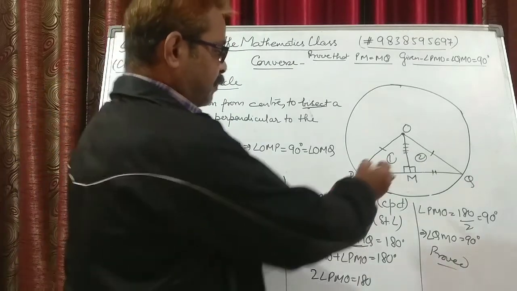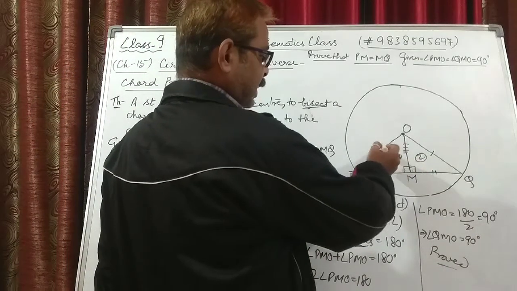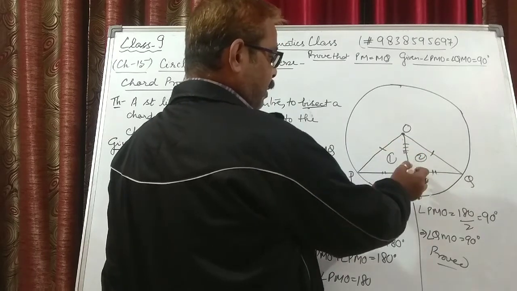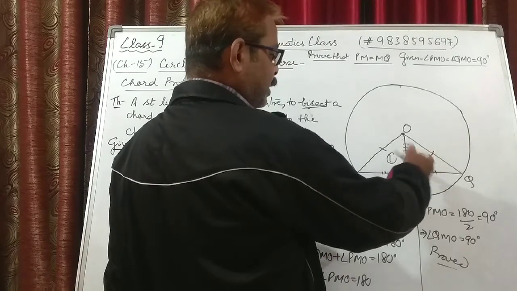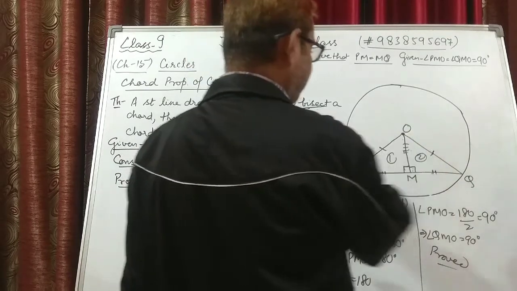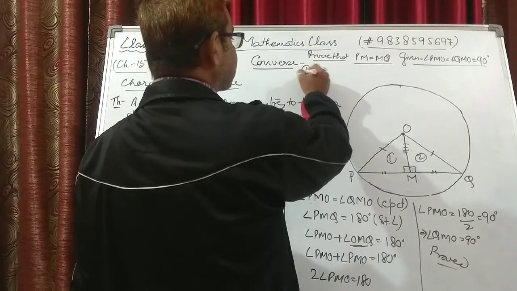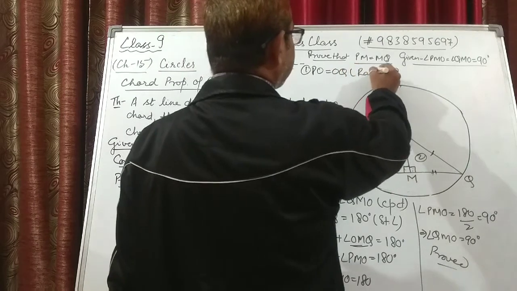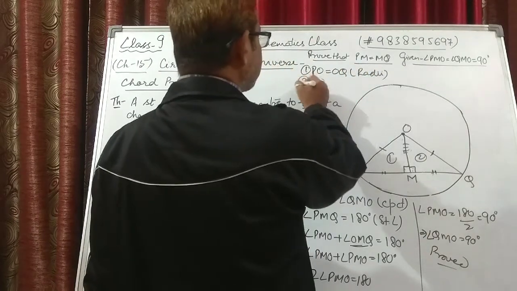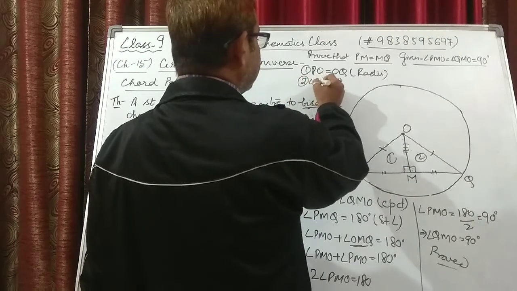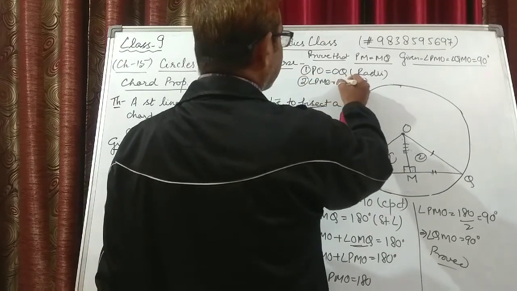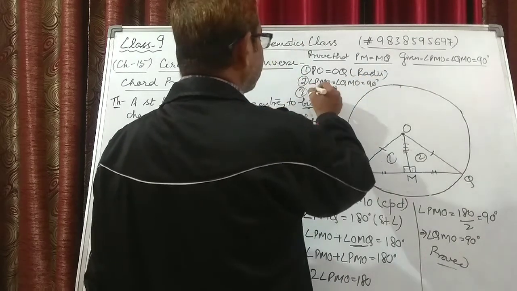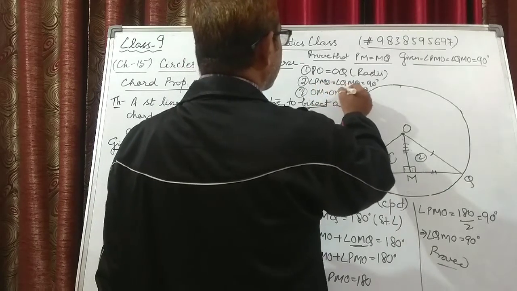So how will we prove? First point, these angles are 90 degrees; second, these are radii; and third, this side is common. So right angle, hypotenuse, side: the triangles are congruent, so PM is equal to MQ. I'll write it over here. First point, PO is equal to OQ because they are radii. Second point, angle PMO is equal to angle QMO is equal to 90 degrees. And third point, OM is equal to OM, common.